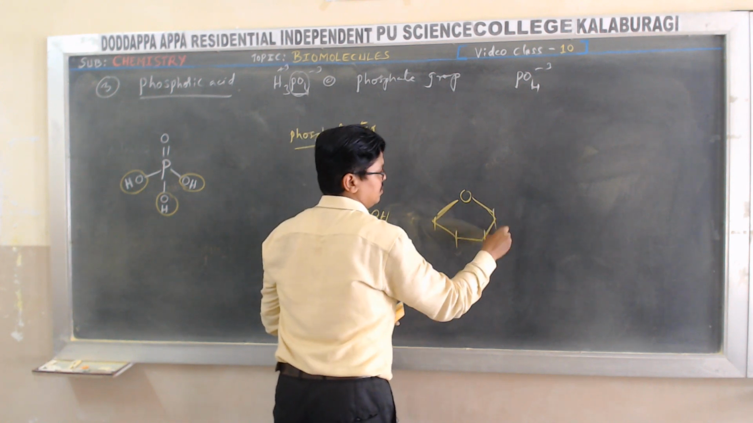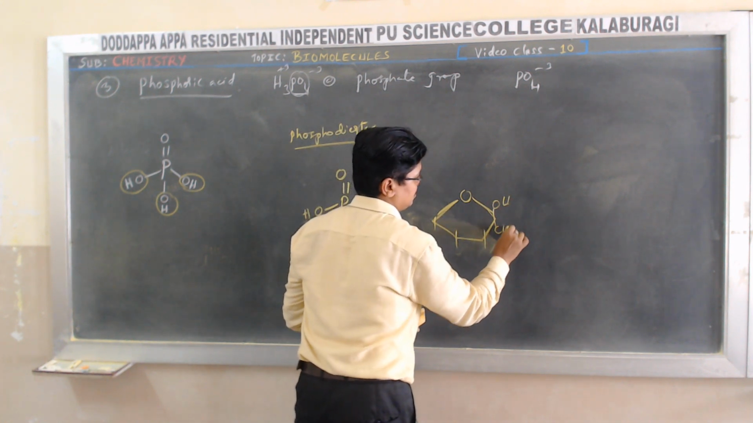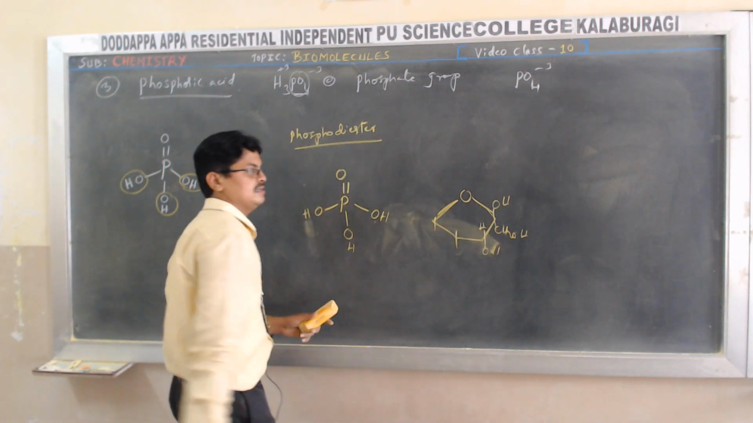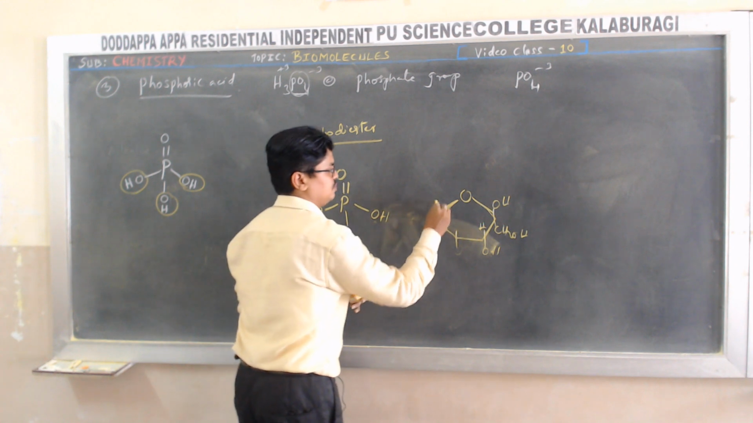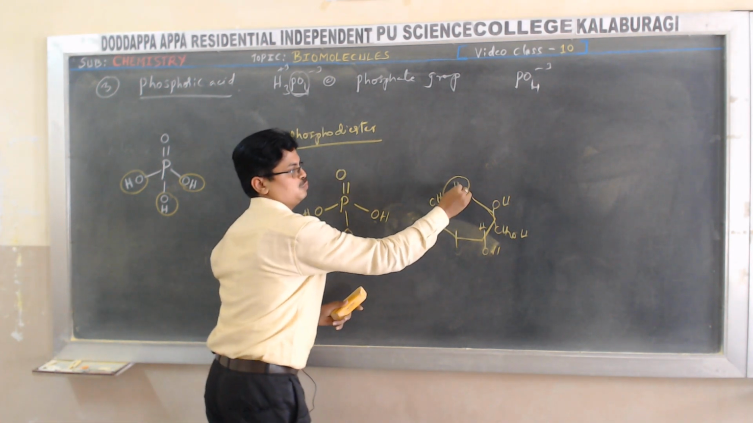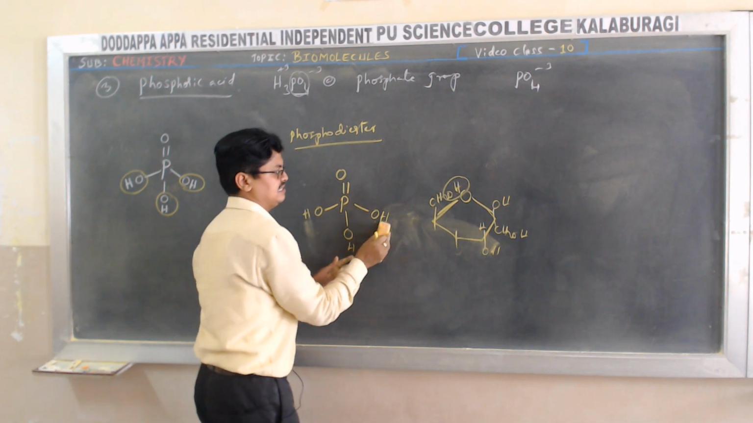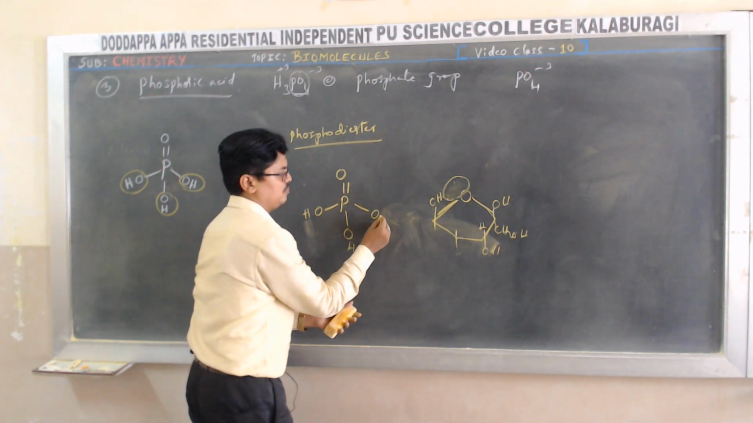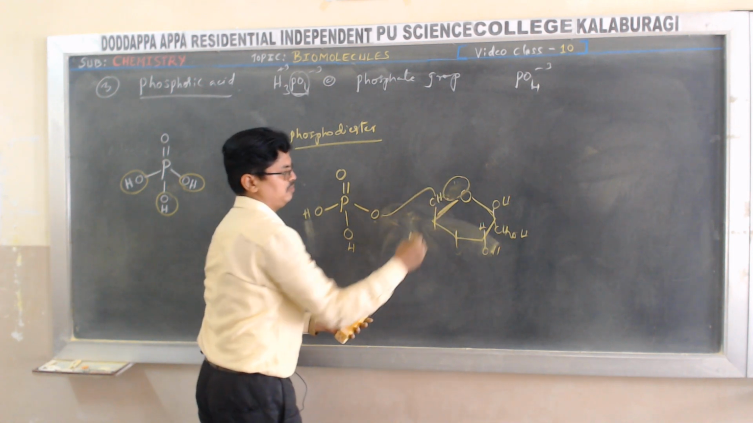OH, CH2OH, HOH. So like this. So this phosphoric acid links with what? OH of sugar. This OH and this H link. This H and OH eliminate a water molecule to form the bond like this.